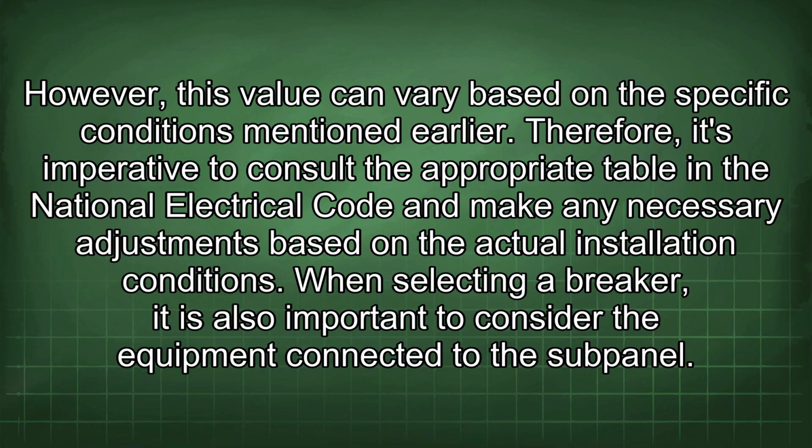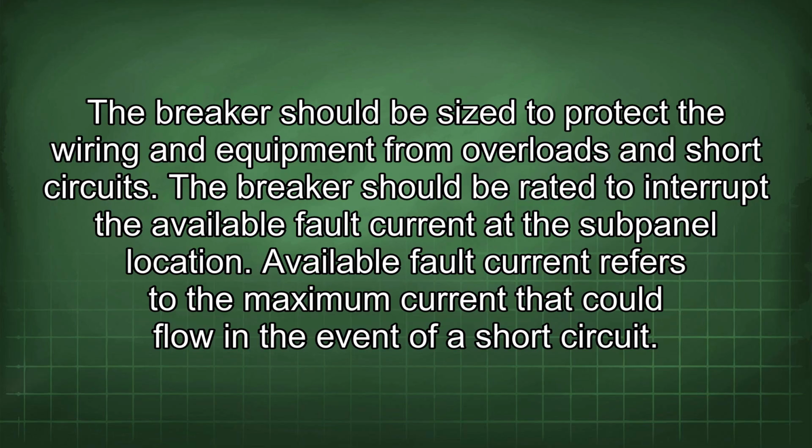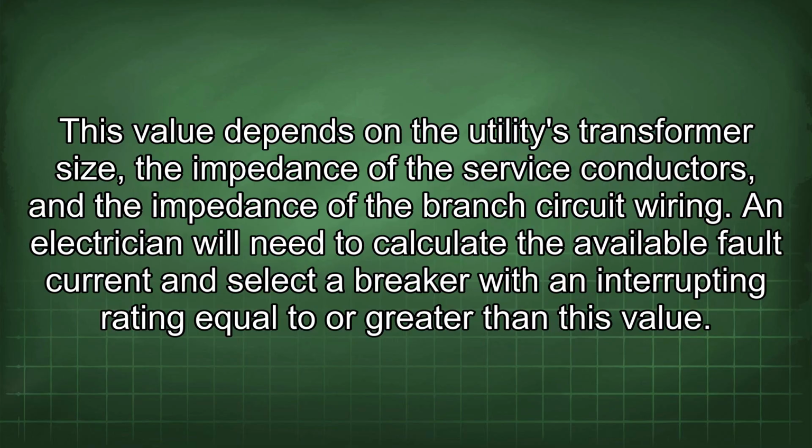Therefore, it's imperative to consult the appropriate table in the National Electrical Code and make any necessary adjustments based on the actual installation conditions. When selecting a breaker, it is also important to consider the equipment connected to the subpanel. The breaker should be sized to protect the wiring and equipment from overloads and short circuits. The breaker should be rated to interrupt the available fault current at the subpanel location. Available fault current refers to the maximum current that could flow in the event of a short circuit. This value depends on the utility's transformer size, the impedance of the service conductors, and the impedance of the branch circuit wiring. An electrician will need to calculate the available fault current and select a breaker with an interrupting rating equal to or greater than this value.